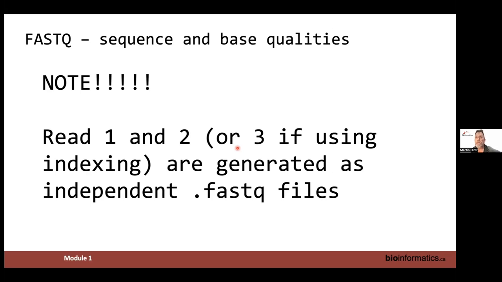And that index and read one and read two are all associated to each other using the unique sequence name that's generated from the x and y coordinate of the original tile. So that's how we are able to relate read one, read two, and read three together.